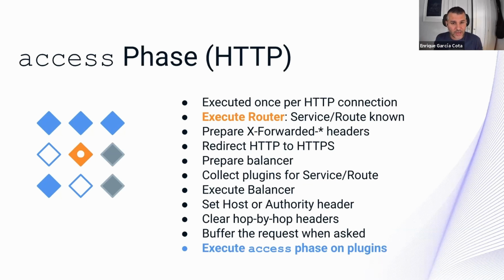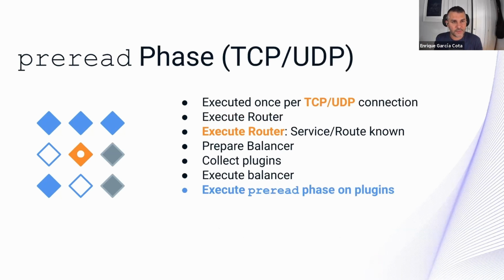But you can see that there are a lot of things that happen on the access phase besides those two that I mentioned. Again, you will have the slides for later if you need. Pre-read is the equivalent of access, but for TCP or UDP connections. The router is also executed, and you have a pre-read phase on plugins for those plugins that support TCP and UDP.